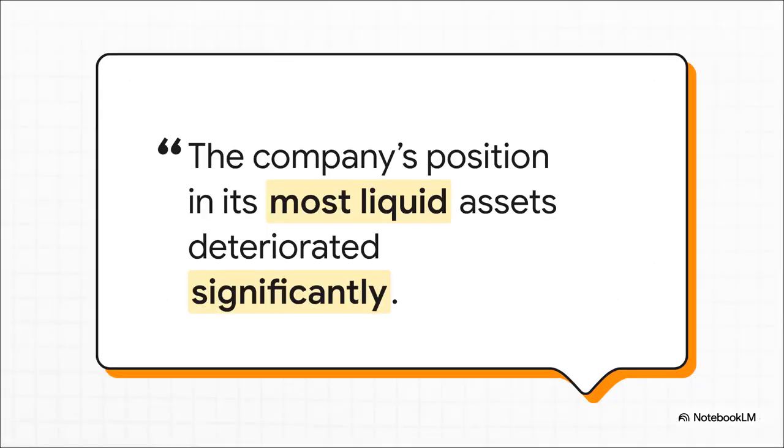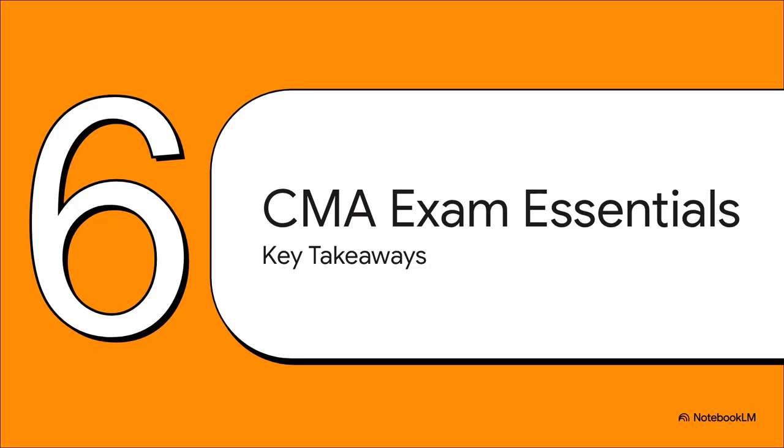This quote right here from the source material just sums it up perfectly. The company is actually less liquid today than it was a year ago. It's become more dependent on selling off inventory just to meet its obligations, and that is a much riskier place to be. The current ratio kind of hinted at a problem, but the quick ratio was screaming it from the rooftops. Okay, so what does all of this mean for you when you're sitting in that exam room?